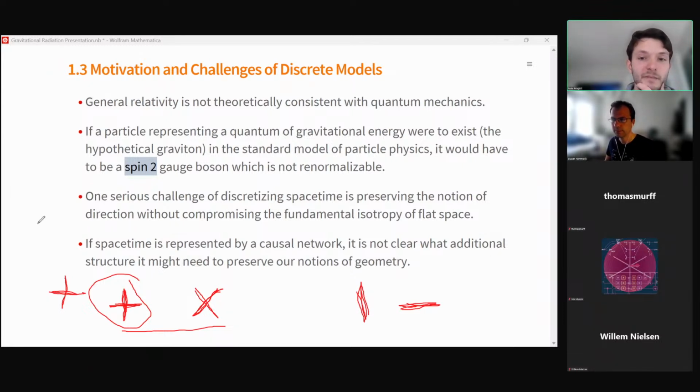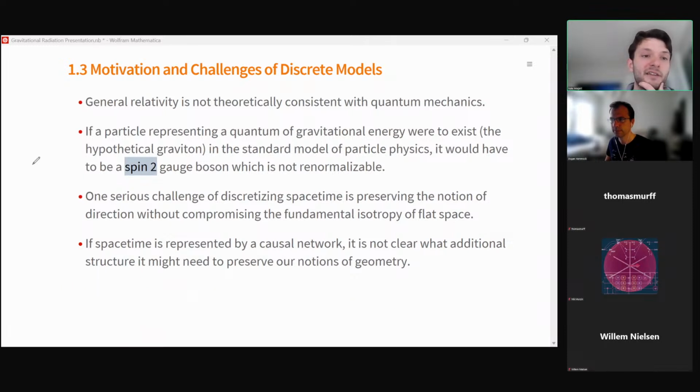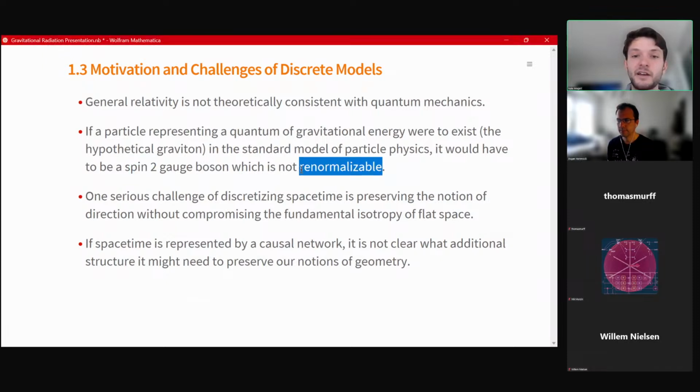So the problem with that is that theorists have studied hypothetical spin 2 particles, and they found that the fields representing those particles are not renormalizable. And this procedure of renormalization is a standard procedure that has been done in quantum field theory in order to make calculations consistent across all scales.